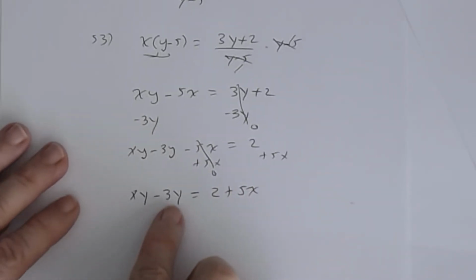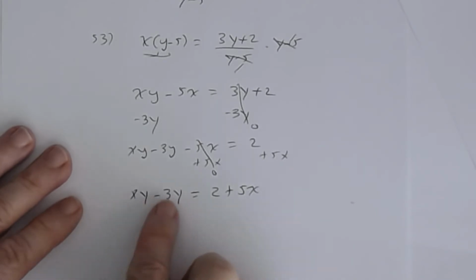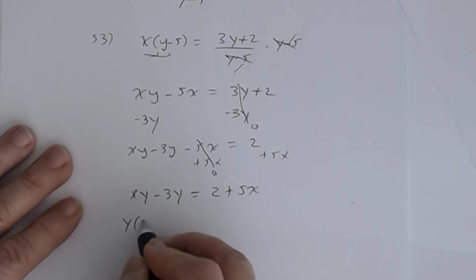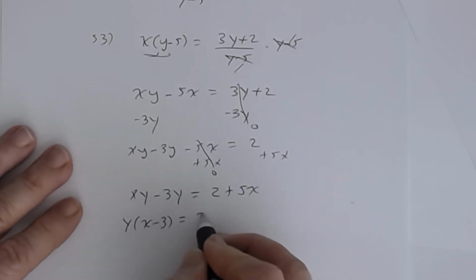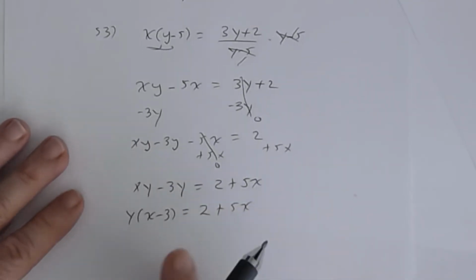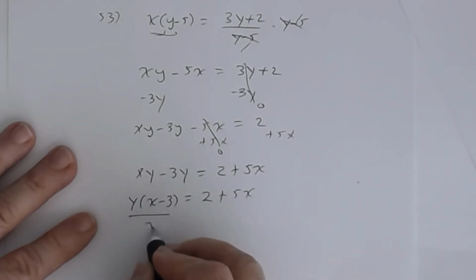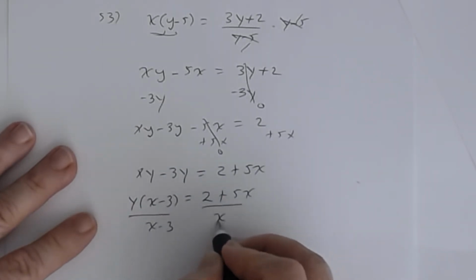And now, do you remember what to do with this? There are y's in both terms. You've got to factor out the y. So you get y times x minus 3 equal 2 plus 5x. And then notice you get y by itself. Right now you're multiplying by x minus 3, and the opposite of multiplying by x minus 3 is to divide by x minus 3. So divide by x minus 3, just like this.